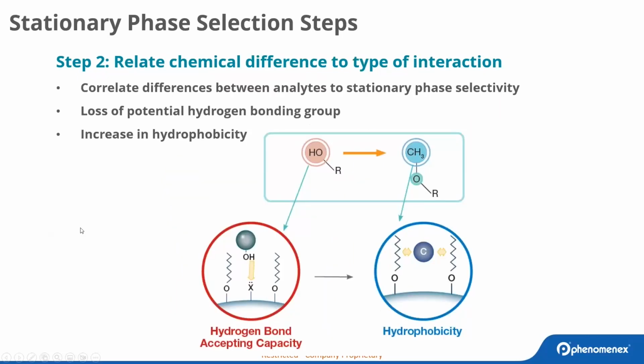So step two is relate that chemical difference to a type of interaction. So you're going to correlate the differences between the analytes to stationary phase selectivity that we just talked about, and we'll continue to talk about. So here with the alkyl, we have a hydrogen bond accepting capacity, right? So we're looking for a hydrogen bond accepting capacity in our stationary phase. And then here we are looking for hydrophobicity, right? We're focusing on this methyl group right here, and we're looking at the hydrophobicity. So those are the two things that we're going to focus in on.